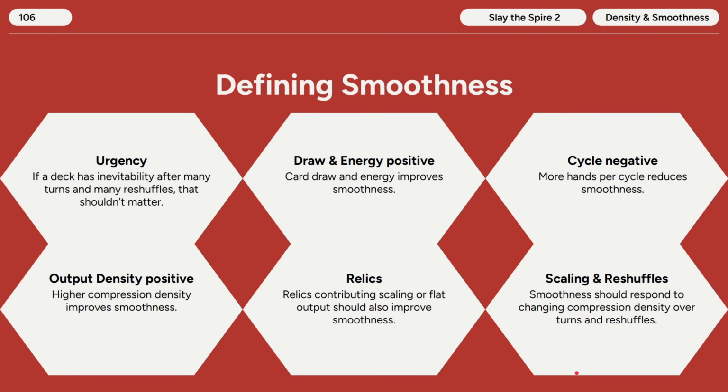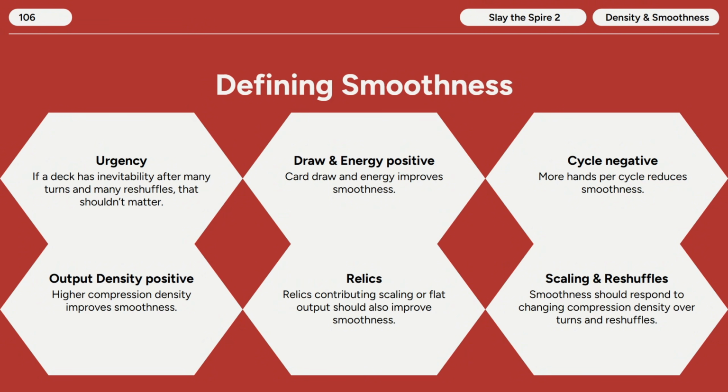What are we doing though? We're trying to define something called smoothness. We've got this value called net surplus. We've got a lot of other ideas about surplus. What do we want it to do? We want it to have some urgency to it. If a deck has inevitability after many turns and many reshuffles, that shouldn't matter. It matters what the deck can do now in its first cycle.